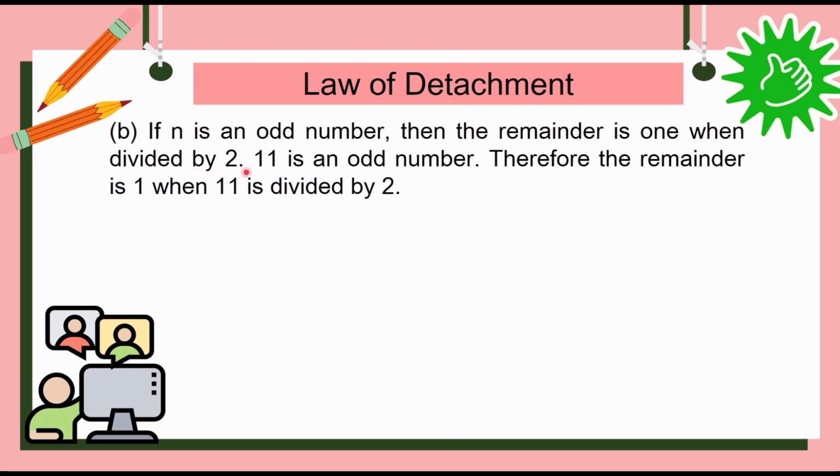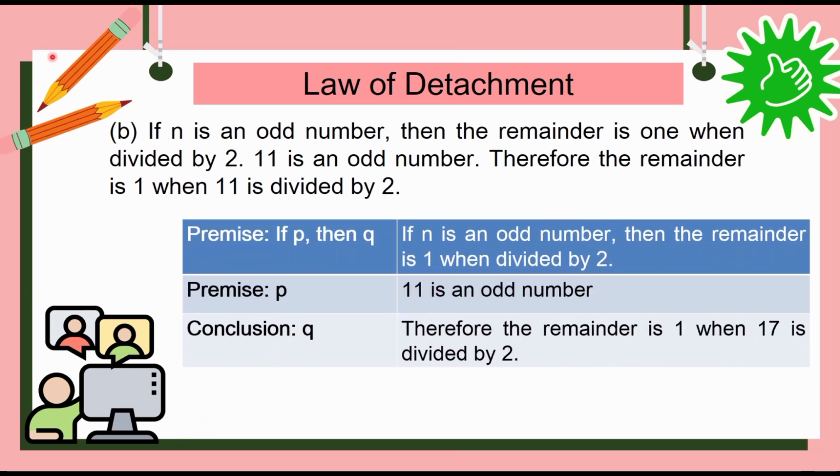For letter B, if n is an odd number, then the remainder is 1 when divided by 2. So 11 is an odd number. Therefore, the remainder is 1 when 11 is divided by 2. So let us analyze if our arguments are valid. For our premise, if P then Q, if N is an odd number, then the remainder is 1 when divided by 2. Our hypothesis, 11 is an odd number. Our conclusion, therefore, the remainder is 1 when 11 is divided by 2.